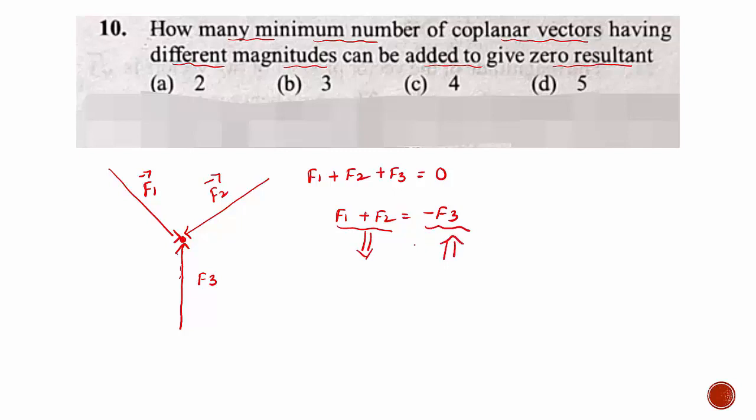It means there should be a minimum of 3 coplanar vectors having different magnitudes which should be added to give zero resultant. Minimum how many vectors are needed? Minimum 3 vectors are needed. So option B is the right answer.